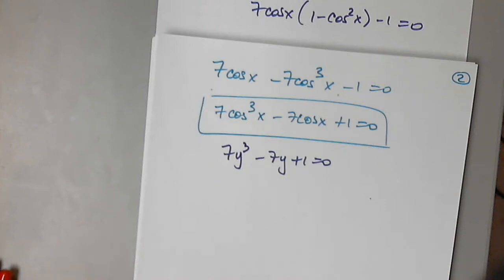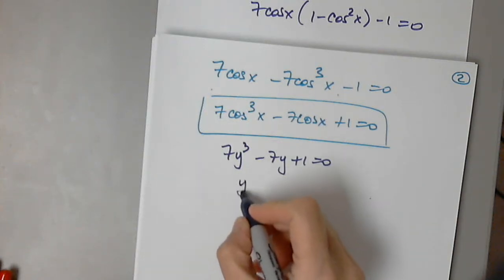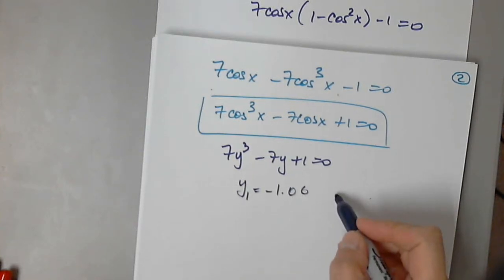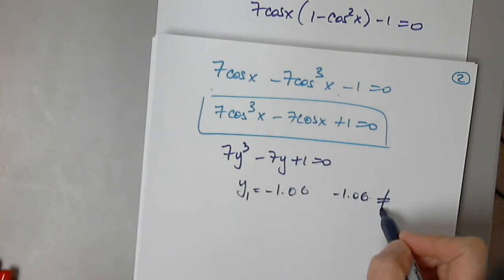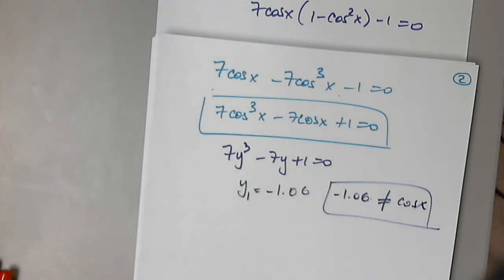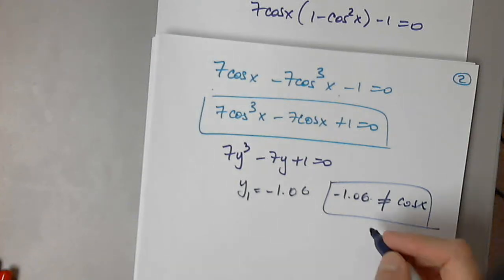I'll go back to the other ones. So the first y was -1.06. But -1.06 can never equal cosine x. How come? Exactly. It's outside of the range of cosine. Cosine has to have an answer between -1 and 1. If cosine is greater than 1 or less than -1, there is no x. So this one has no solutions.